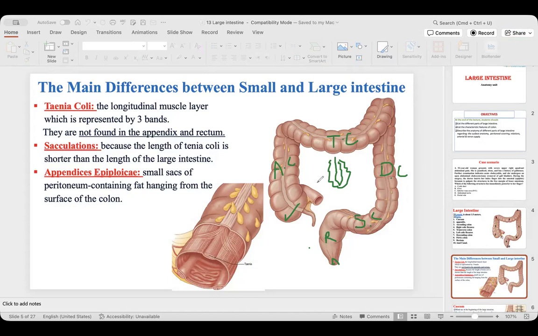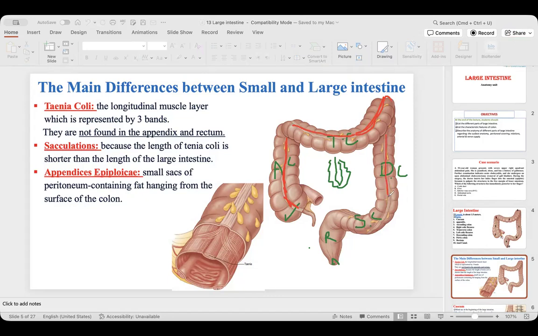The second one, the large intestine is characterized by the presence of what is called tinea coli, this muscle. This muscle in the wall is like a longitudinal muscle. This line is a longitudinal muscle present in the wall of the large intestine and absent in the small intestine. About three bands of muscle in the wall of the colon.